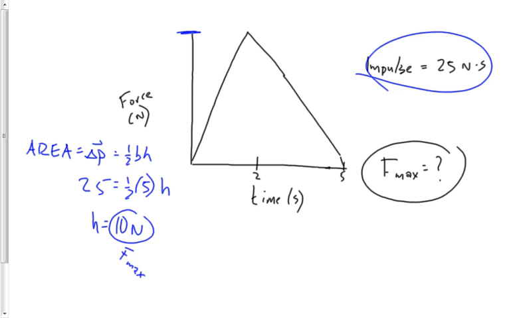I used 5 because the whole base is 5, right? We go from 0 to 2 right here to 5 over here, right? It's good? All right.